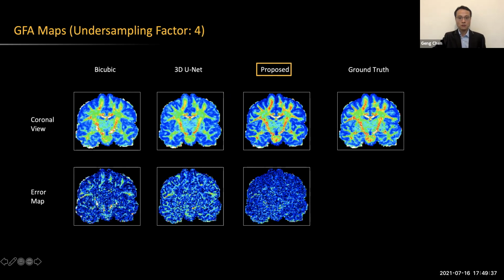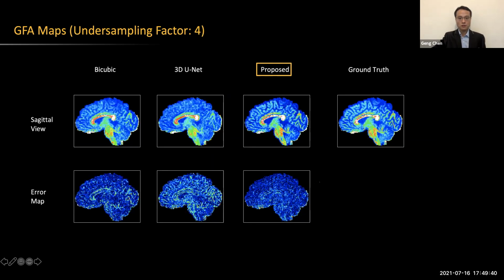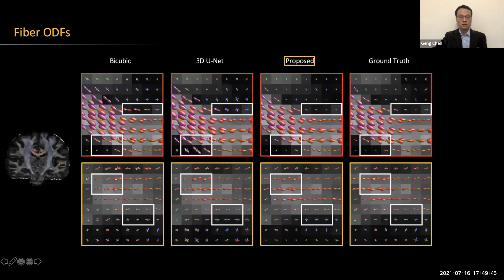This is the result for the coronal view. And also this is the result for the sagittal view. This is the result for the fiber ODF. The ground truth result is shown on the left. And you can see, especially in this local ROI region, that our method provides a result that is very close to ground truth. In contrast, the baseline method provides an unsatisfactory result in these regions, and the results are dissimilar to the ground truth.